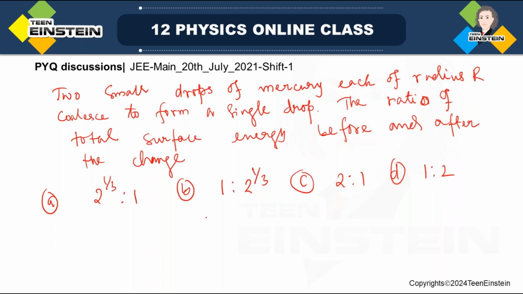Surface energy means surface tension into area. So if you want to find the change in the surface energy, you have to find out the surface tension. It is not going to change. It is the same drop of mercury, right? So it will have the same surface tension for both the drops, before and after. So you have to find out what is the change in the area. That is actually the fact here.